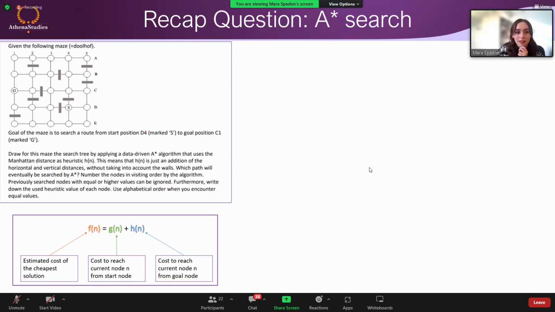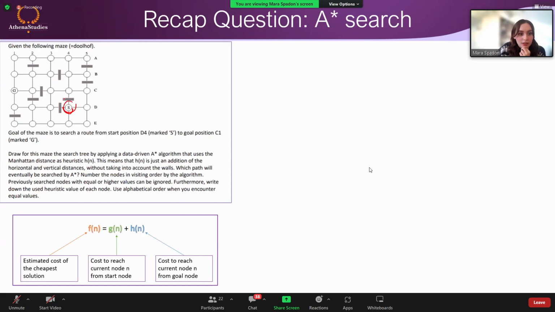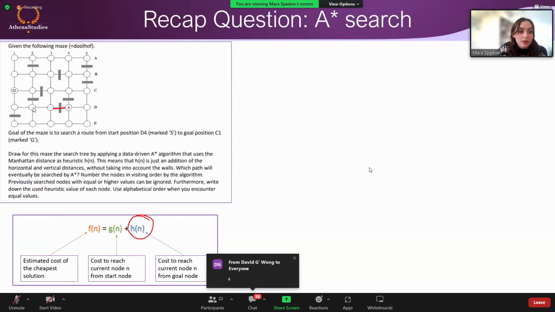So we start by reading our question. It's quite a big one. It says we have a starting position here at D4, and a goal position at C1. They want you to draw the search tree for data-driven A-star search, and it uses the Manhattan distance for our H value. So what does the Manhattan distance mean? It's just an addition of the horizontal and vertical distances without taking the walls into account. So if I want to know the Manhattan distance from the start to the goal, I just go through the walls until I find my goal. And then yes, indeed, 4. So that would be the Manhattan distance there.